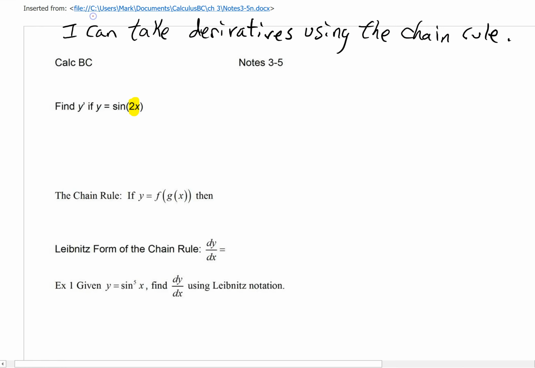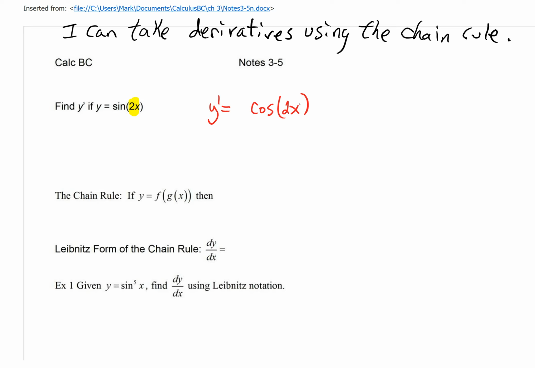For example, when we look at y equals the sine of 2x, it's not just the sine of x, but the sine of 2x. There's a 2x inside of sine. So there's another function inside of the sine function, and that will influence the derivative. Now, we learned just the other day that the derivative of sine is cosine. So it's very tempting. I think very often kids will want to say it's the cosine of 2x.